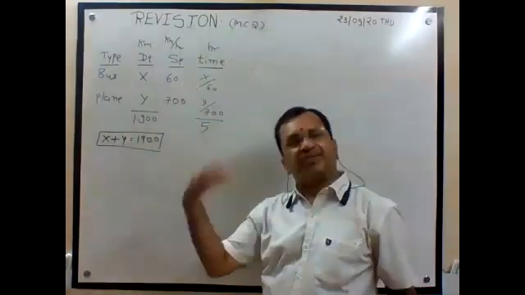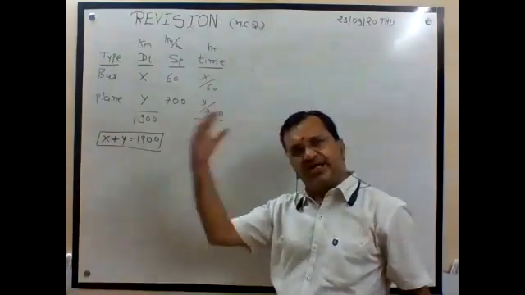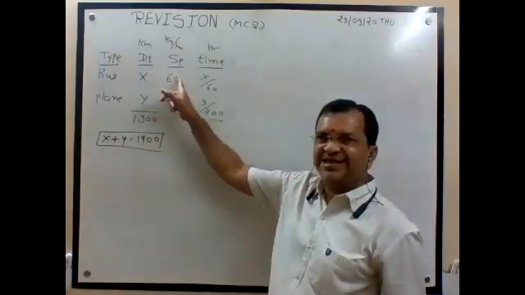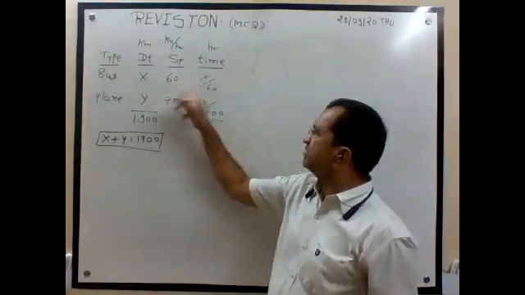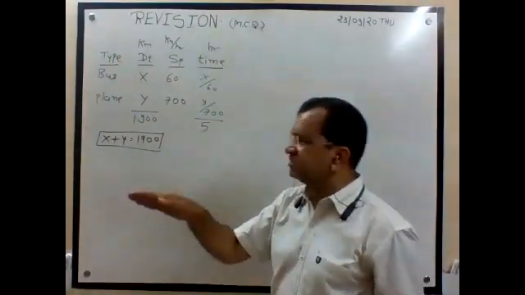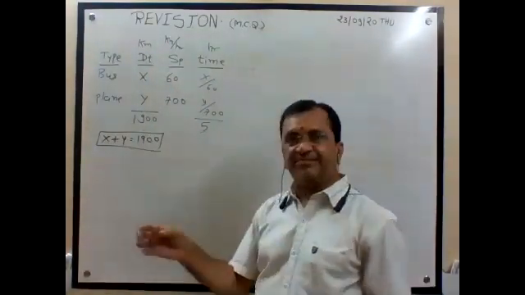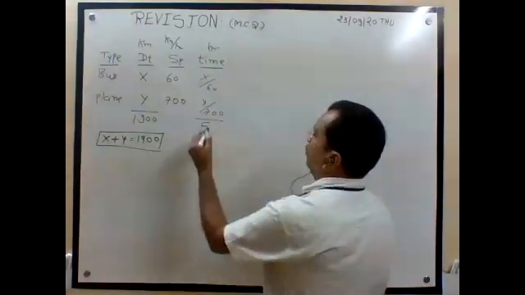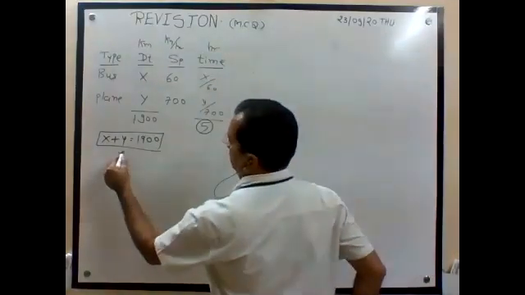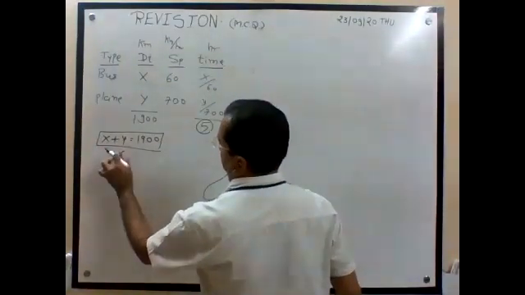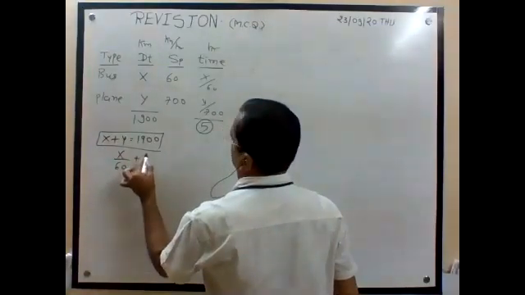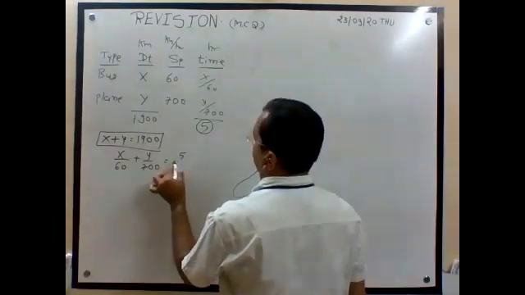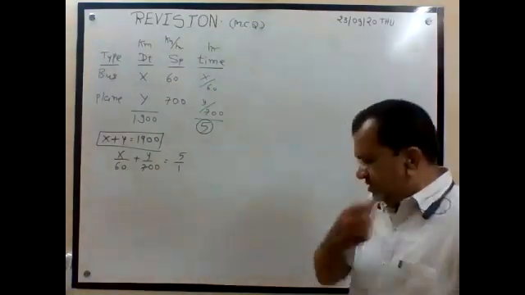Speed of bus 60 km per hour. Speed of plane 700 km per hour. So the time taken, this much distance by this much speed, so this by this is equal to time taken. By bus this much time, by plane this much time. So the total time by bus plus by plane is 5 hours. So again another equation: x by 60 plus y by 700 is equal to 5 by 1.